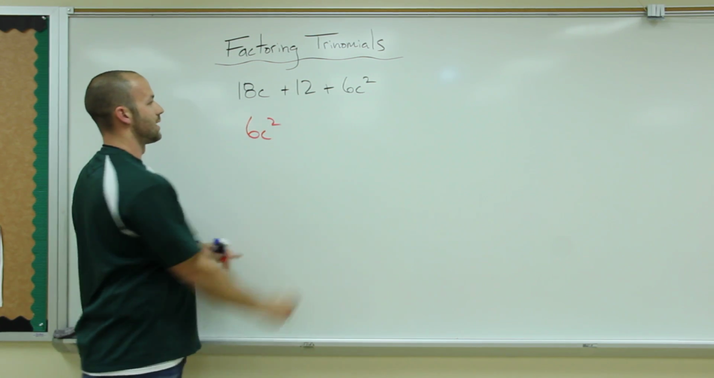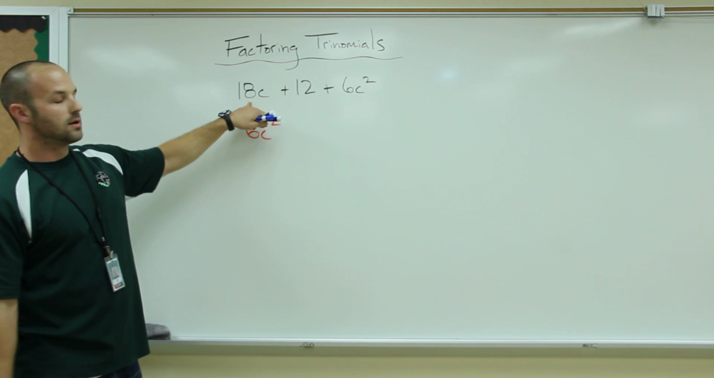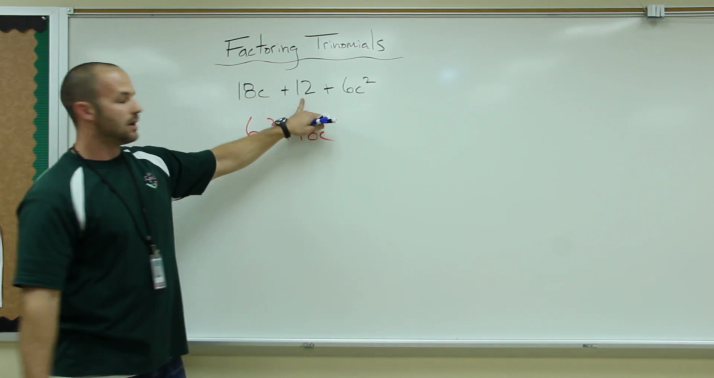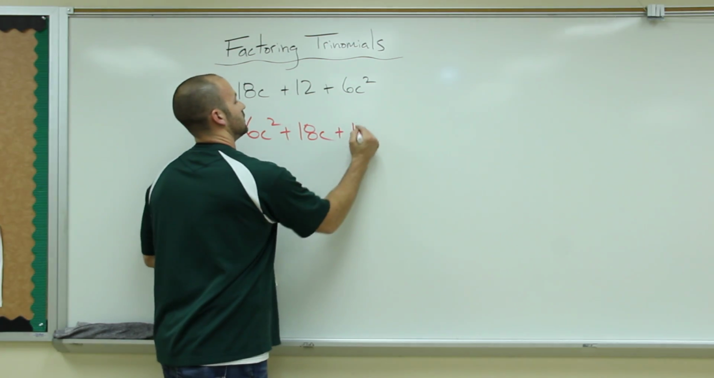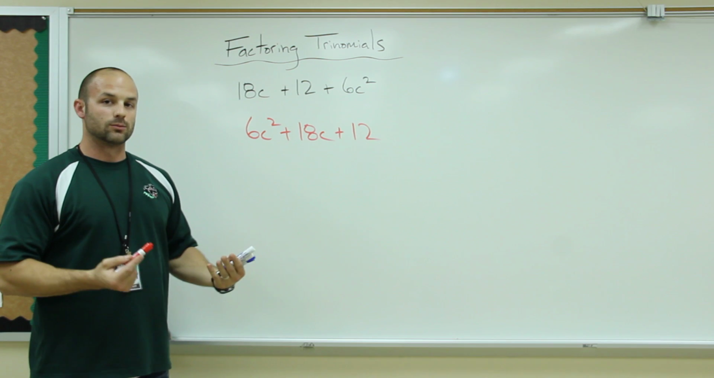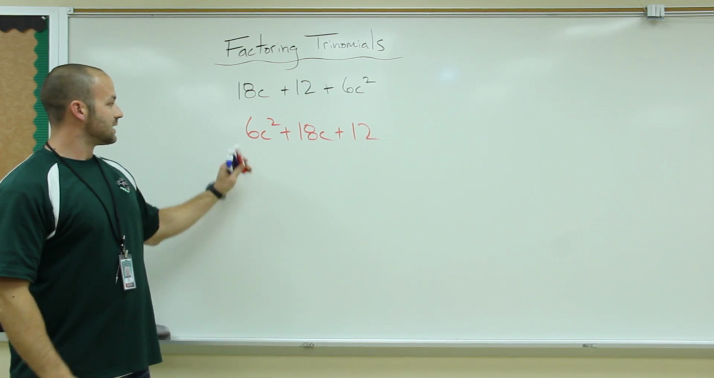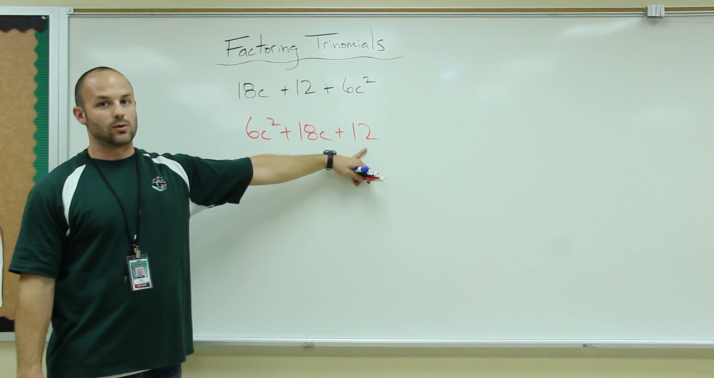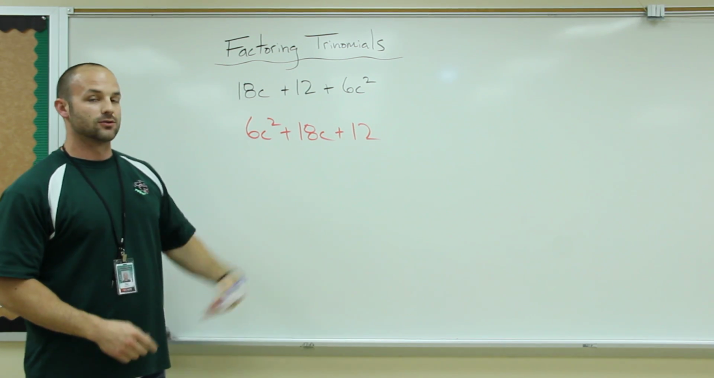So I start with my quadratic term, 6c to the second, and then I move to my linear term, which is a positive 18c, and then our constant comes last, which is 12. Now that it is in standard form, we can begin factoring. First thing I see here, 6, 18, and 12, they're all divisible by 6. So I need to identify my greatest common factor first.